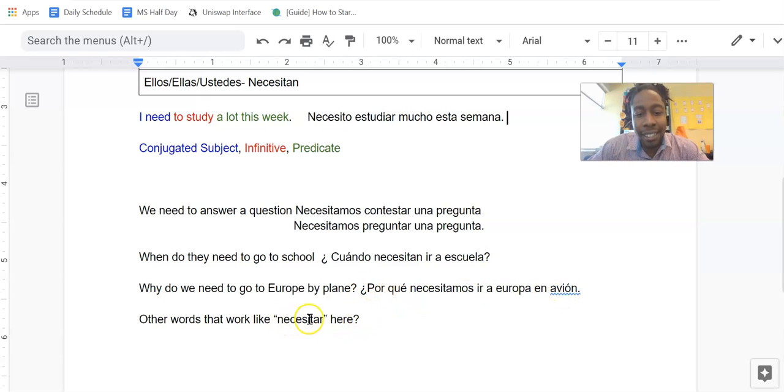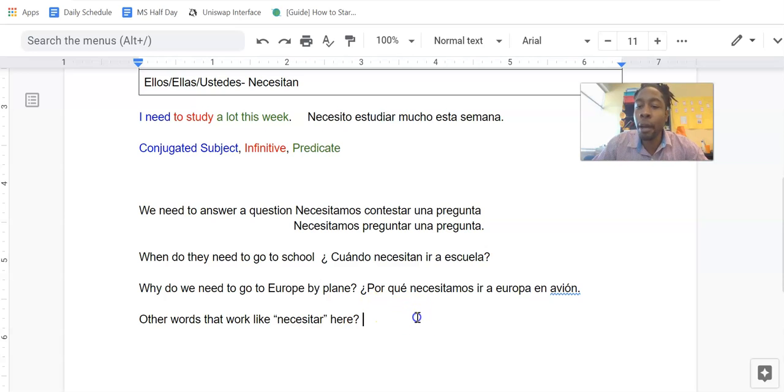Other words like necesitar, I wanted you guys to place here. So if you're in the Growing and Learning Spanish book, I've already put a couple of words here you could use. And if you were in my class on Zoom, I forgot to go to this part because we were running a little low on time. So what we want to do is put some words that work like necesitar here. So maybe I'm not saying I need to study a lot this week. Maybe we're saying I forgot to study a lot. I forget to study a lot. Maybe you're saying I'm trying to study a lot. So we could replace the word necesitar with a conjugated version of the word tratar, to try. You could use a conjugated version of the word olvidar, to forget.